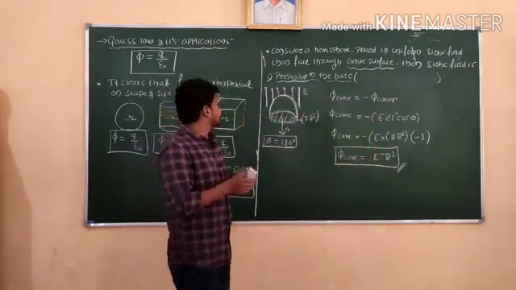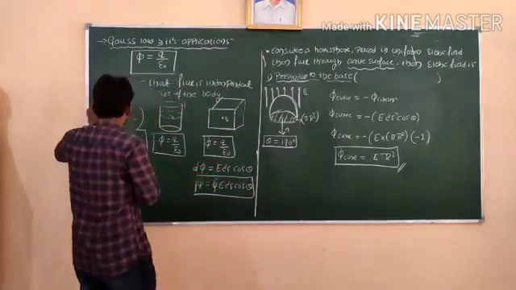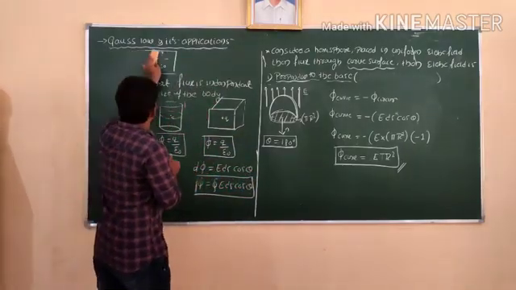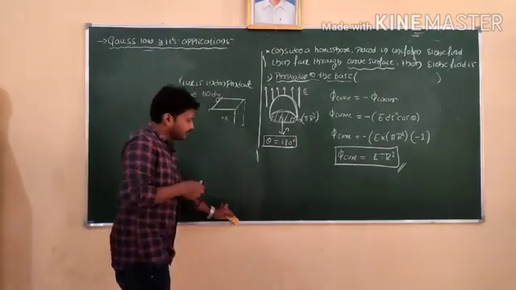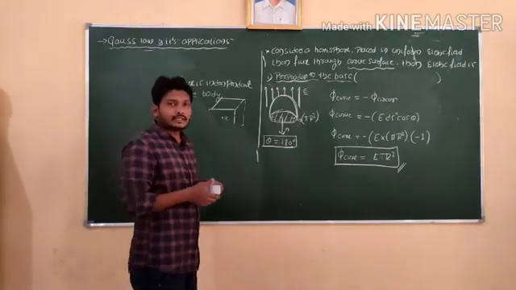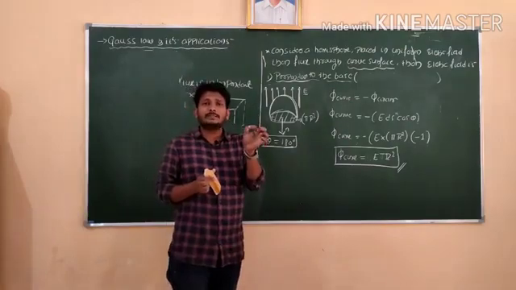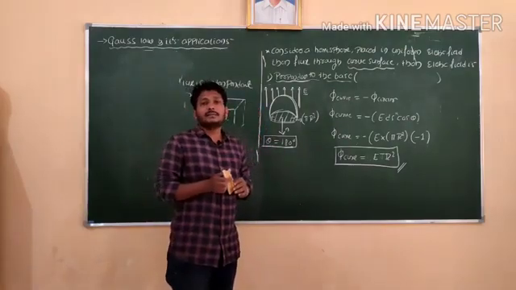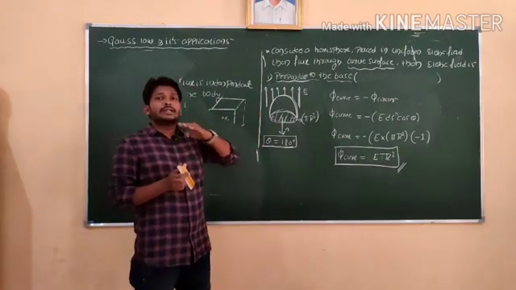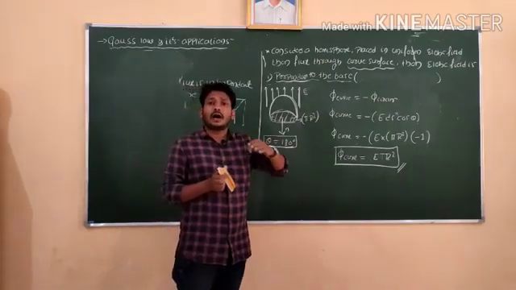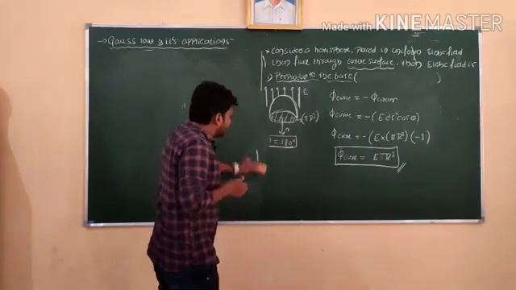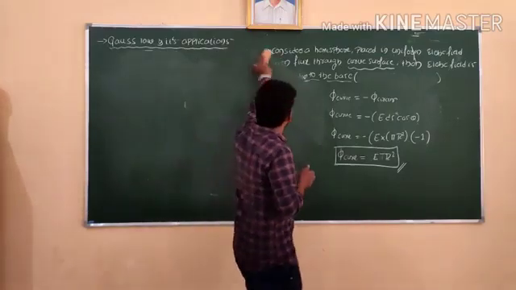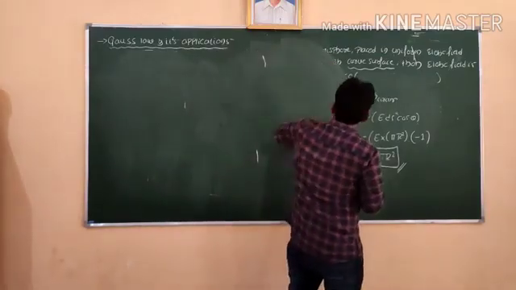Now let me consider one more example in the case of Gauss law. I will consider one symmetrical surface here. If a charged particle is placed at the center of the symmetrical surface, then what is the electric flux through each half of the symmetrical surface? What is the value of electric flux in the case of half of the symmetrical surface?